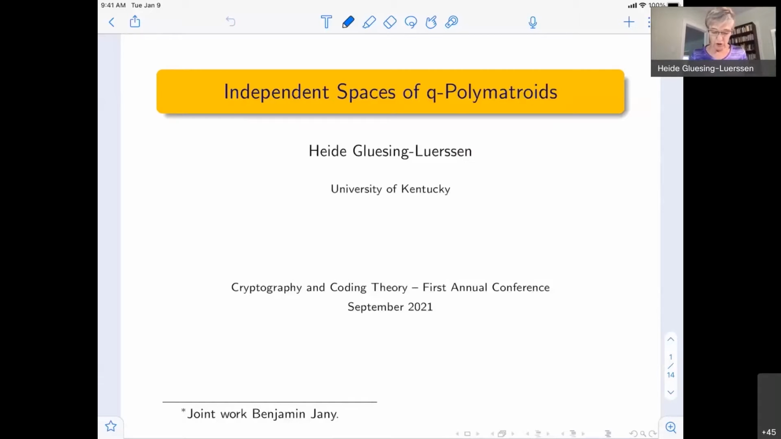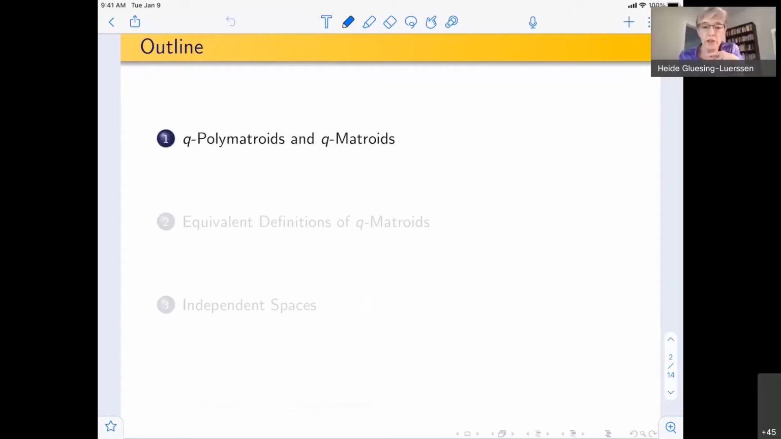Okay, I want to talk about q-polymatroids and independent spaces. This is based on joint work with Benjamin Jany, who's my grad student. So let's get right into it. Time is short. So first of all, what are q-polymatroids and q-matroids?